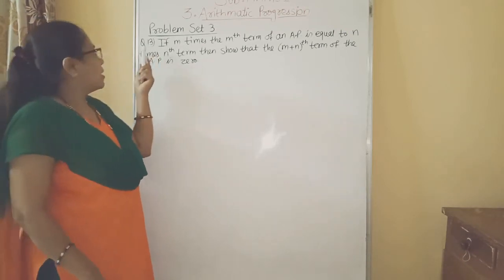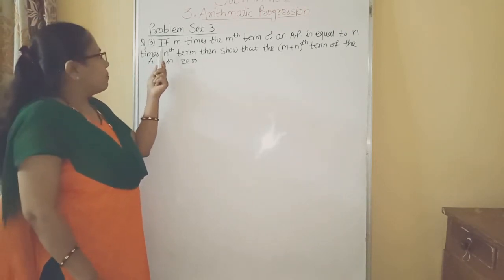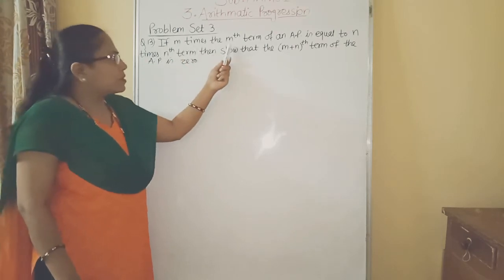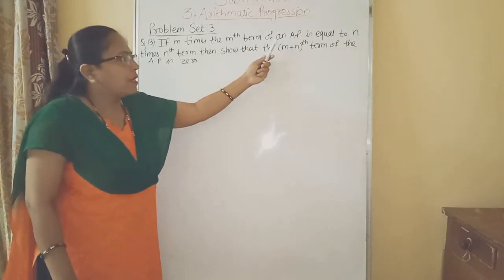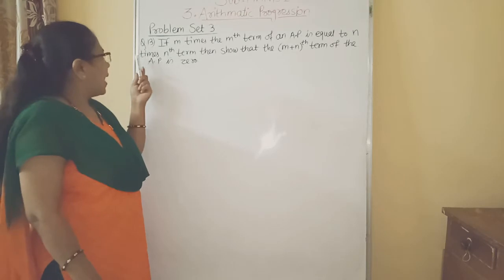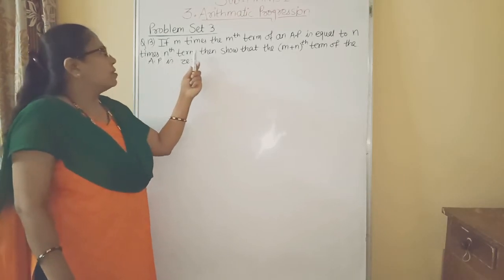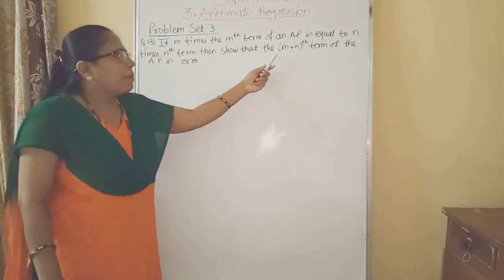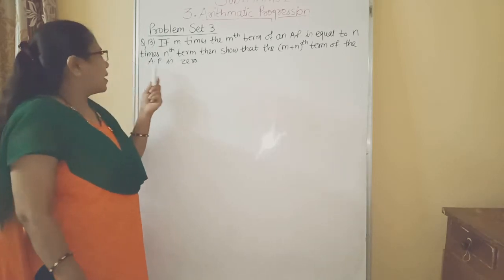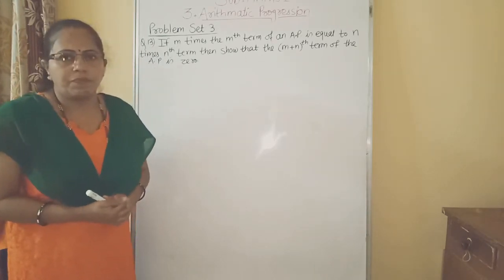Next question, question number 30. If m times the mth term of an AP is equal to n times the nth term, then show that the m plus nth term of the AP is 0.